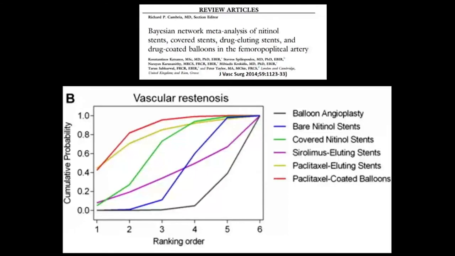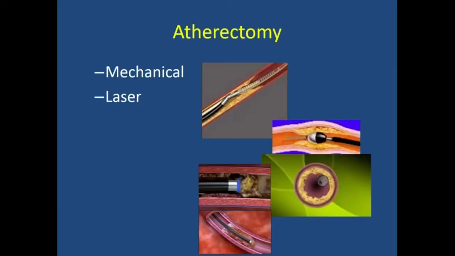This is a summary. I just thought this was kind of a cool slide, looking at all the various technologies, with the closer to the top being better. So the best technology seems to be a paclitaxel-coated balloon in terms of patency, then a paclitaxel stent next, a covered stent after that, and then after that, just a plain metal stent, the sirolimus stent, and plain balloon angioplasty. So it seems like the paclitaxel delivery systems may actually be the current technology with the best outcome for our patients. And then the last technique that can be used is atherectomy.